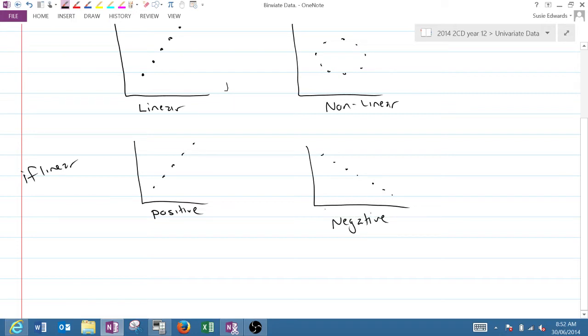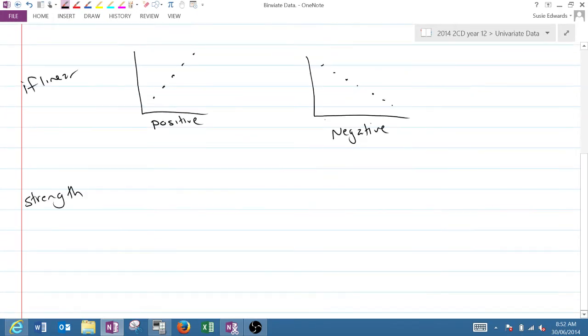So there's three things you're going to look at. You're going to look at linear or not linear. You're going to look at positive or negative. You need to know those directions, but you should know them already from our linear relations. And then we want to know about the strength of the relationship. For strength, there's three types. We've got weak, moderate, and strong.